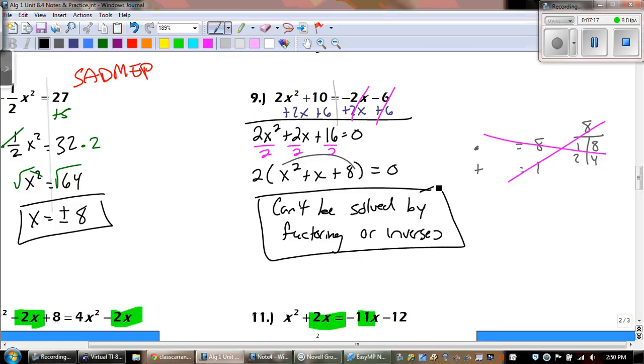Because remember, we said that there are 4 ways to solve it. And at this point, we've only learned 2. And the 2 that we've learned, we can't do it yet.